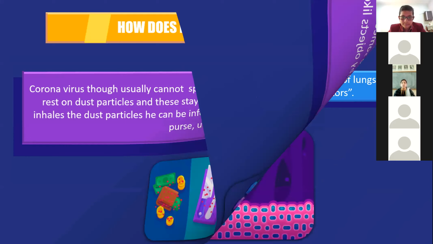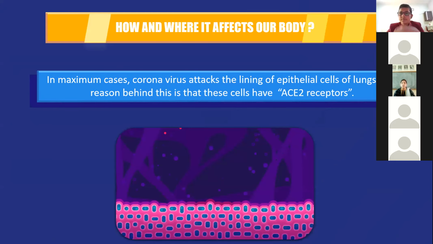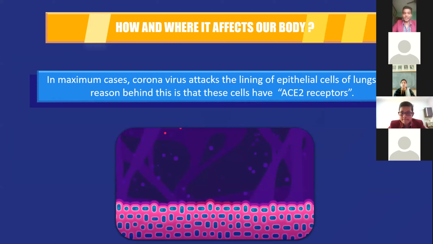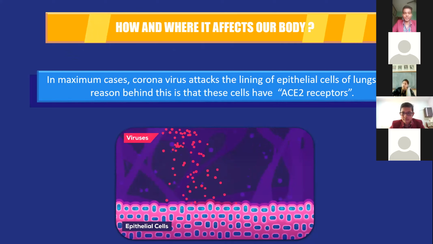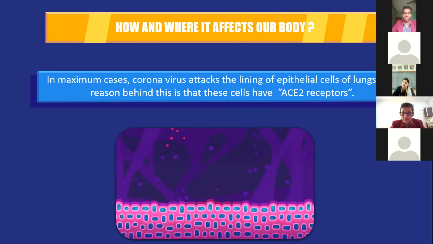Yes, I am going to tell about how and where coronavirus affects our body. When coronavirus first enters our body, it is most likely to target our lungs. The reason behind this is the lining of our lungs is made of ciliated columnar epithelial cells, which contain ACE2 receptors. The cells of other organs like brain, heart, etc., don't contain ACE2 receptors. Now you may be wondering what ACE2 receptor exactly is. So let me tell you.